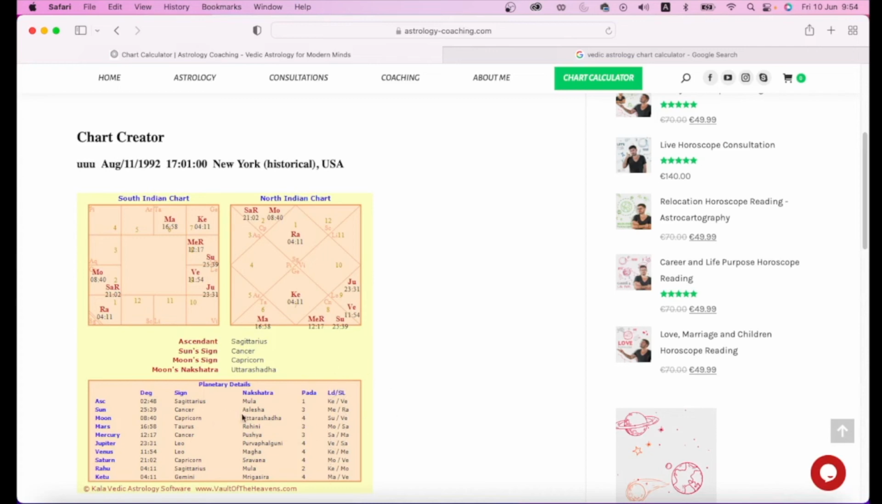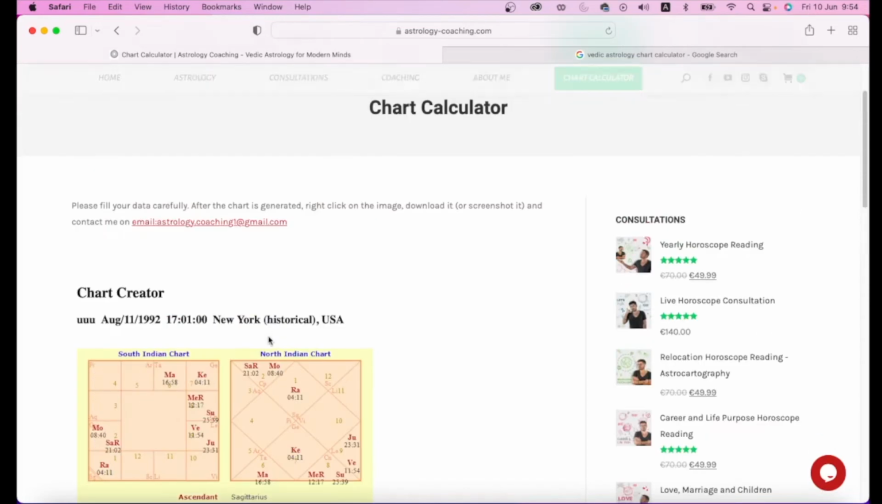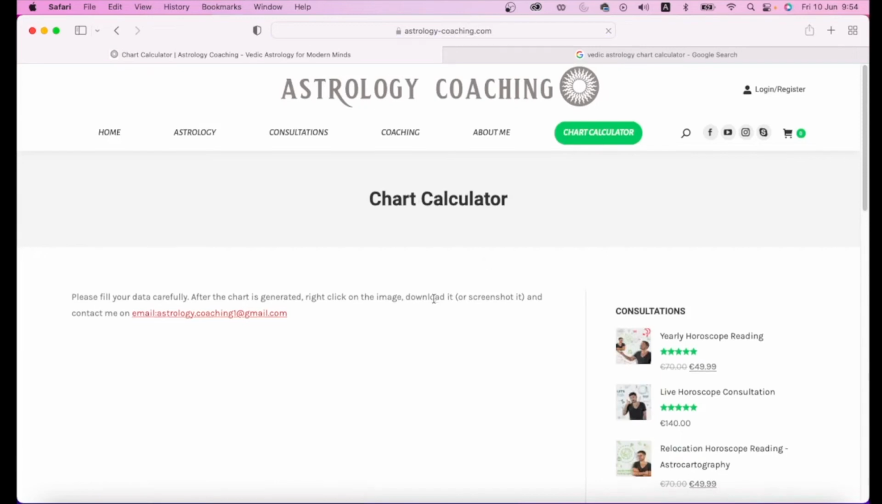But this is for people who want to learn astrology. So if you just want to watch my videos or someone else's videos, you can use this chart calculator, and you need the ascendant and you need the moon sign, Capricorn. I just want to show you another example. Let me go back to the chart calculator.